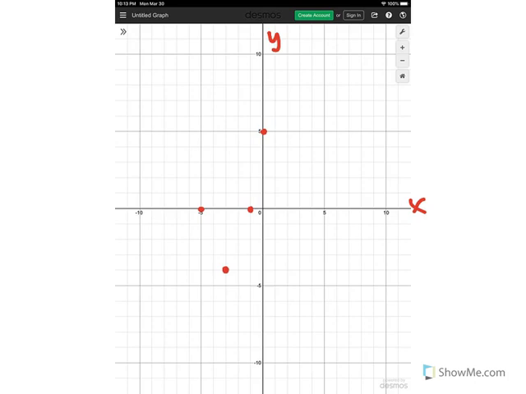So once you have the x-intercepts plotted, the y-intercept plotted, and your vertex plotted, connect them in the shape of a U. That was a little wobbly. And that would be your parabola. Now, parabolas make a U.